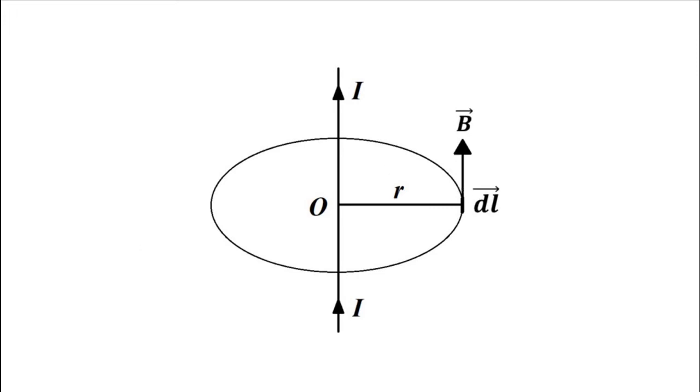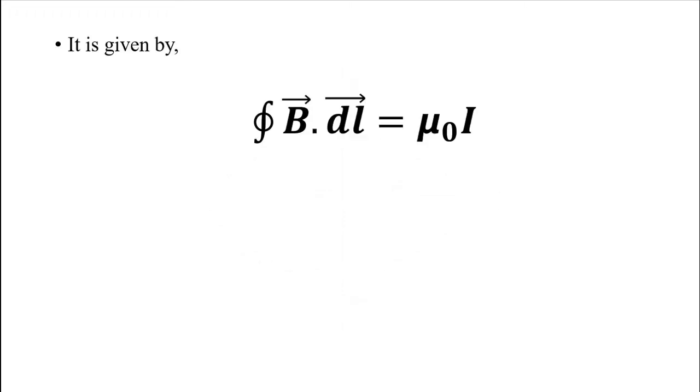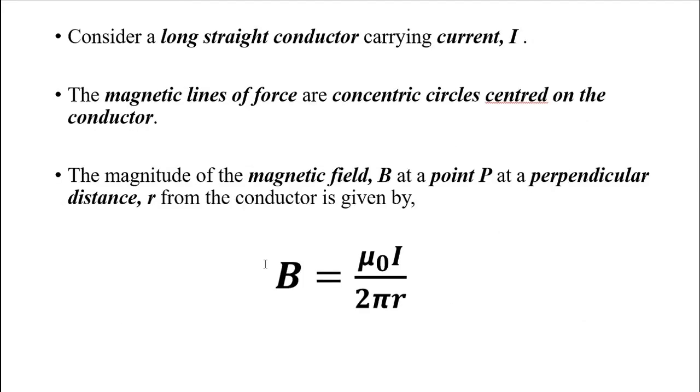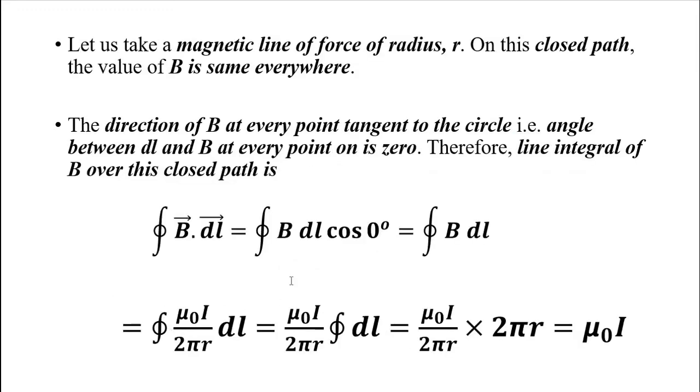So if we perform B dot dl here, the integration of B vector dot dl vector, which is the dot product of the two, it will be B dl cos 0 degree, which is simply B dl. Now B, the magnetic flux density, is mu 0 I by 2 pi r. So it is the integration of mu 0 I by 2 pi r into dl. As all of them are constant here, mu 0 I by 2 pi r will come outside.